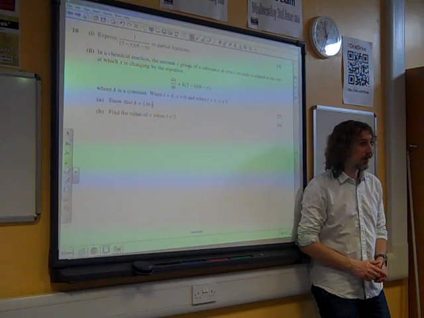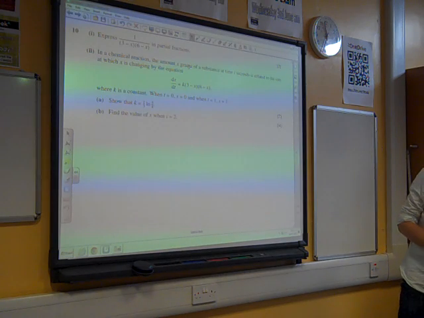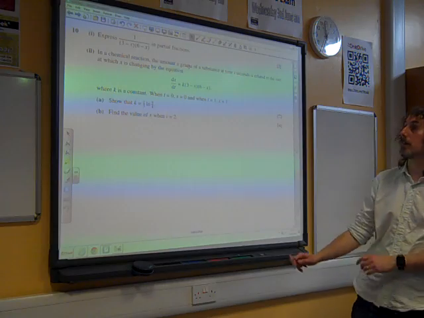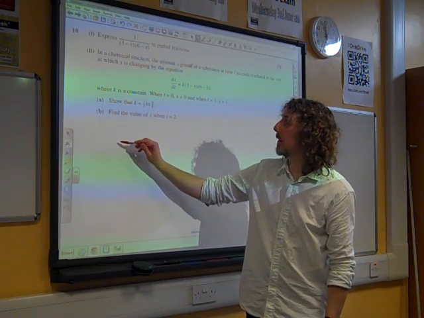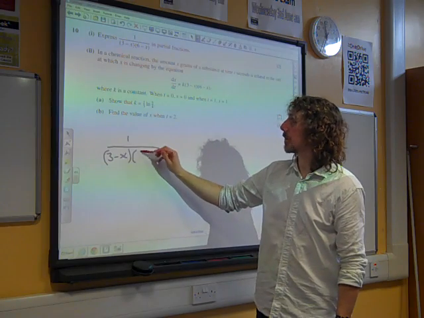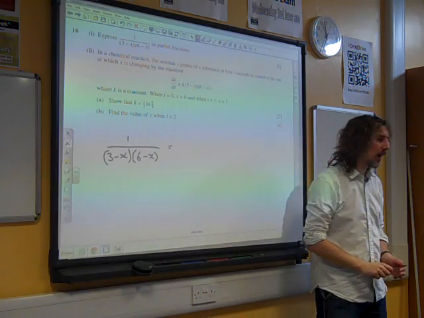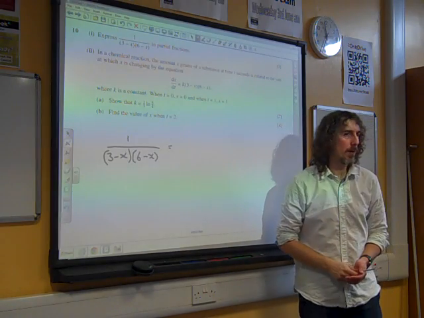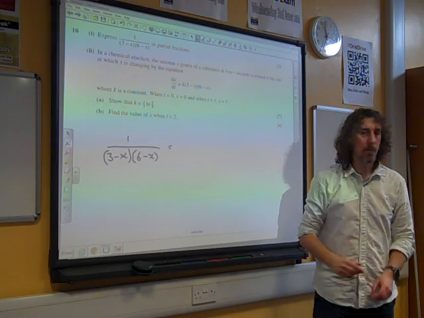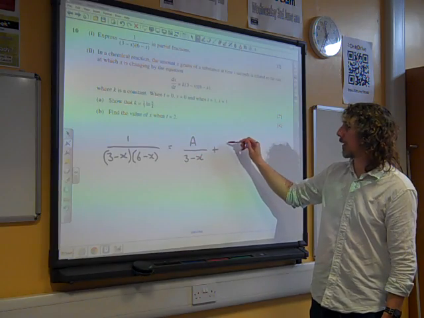The last 10% almost of this exam paper was all on this stuff, and we've got a bit of everything going on in here. Express 1 over (3 minus x)(6 minus x) in partial fractions. So it starts with this bit. Slightly unkind and a little bit unusual, but more often than not they give you the form of the partial fractions. But with this one we need to have it, well we know that we split up the two fractions.